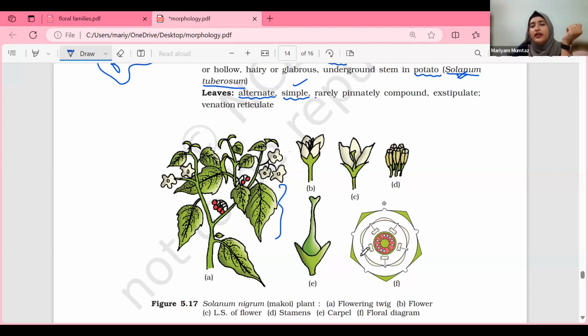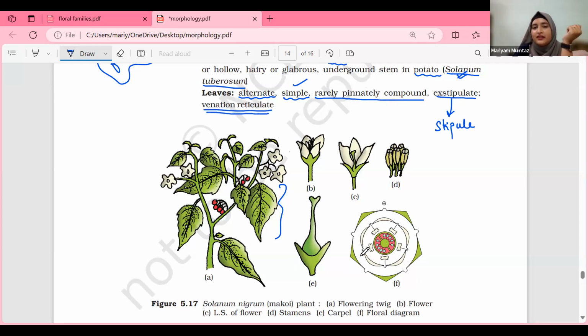Now, they are rarely pinnately compound and they are exstipulate. The meaning of exstipulate is that stipule is absent. Do you remember the friend stipule? Your imaginary friend stipule. So that is absent. And the venation is reticulate.